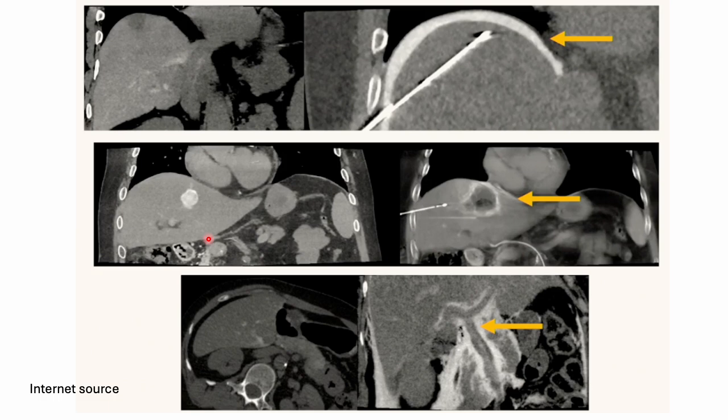This is taken from the internet, showing that you can put some contrast in the fluid that you use for hydrodissection, so you can see that very clearly on CT. And here they've also done hydrodissection around the portal vein, and this image showing very nice fluid distribution around the hepatic hilum and portal vein.